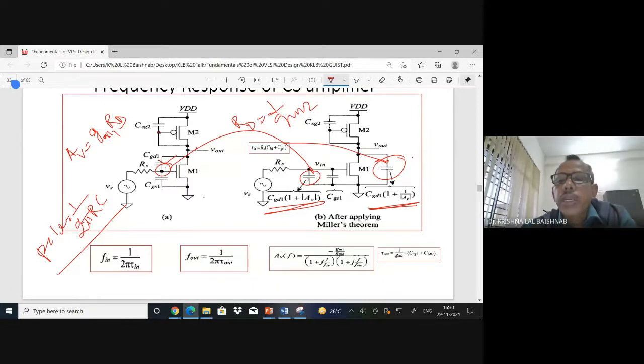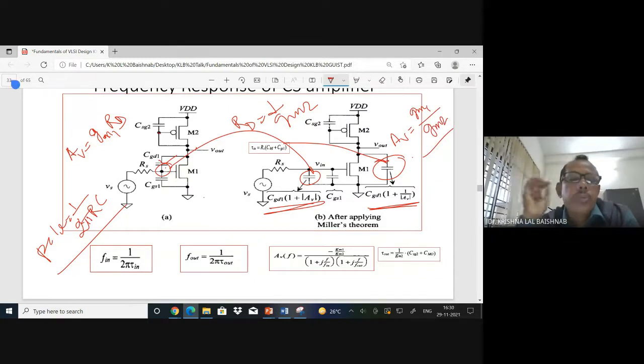So what is my gain? My AB in this circuit will be GM1 by GM2. In this circuit, my gain will be GM by ID. If I know the GM gain, I can easily distribute the CGD into two parts. One part is 1 plus mod of AB, another part is 1 plus 1 by mod of AB. That way we divide, and we can have two poles. One pole over here is the input pole, with total capacitance and total resistance.